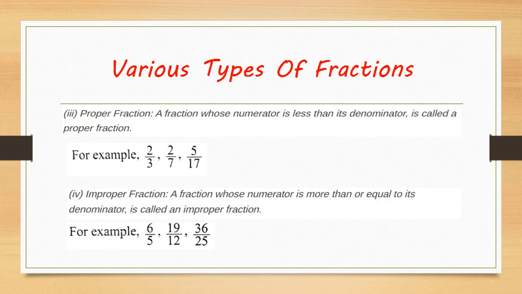Other than this, all the natural numbers are also said to be improper fractions. Why? Because 5 by 1, in which 5 is greater than its denominator 1, is therefore said to be an improper fraction.